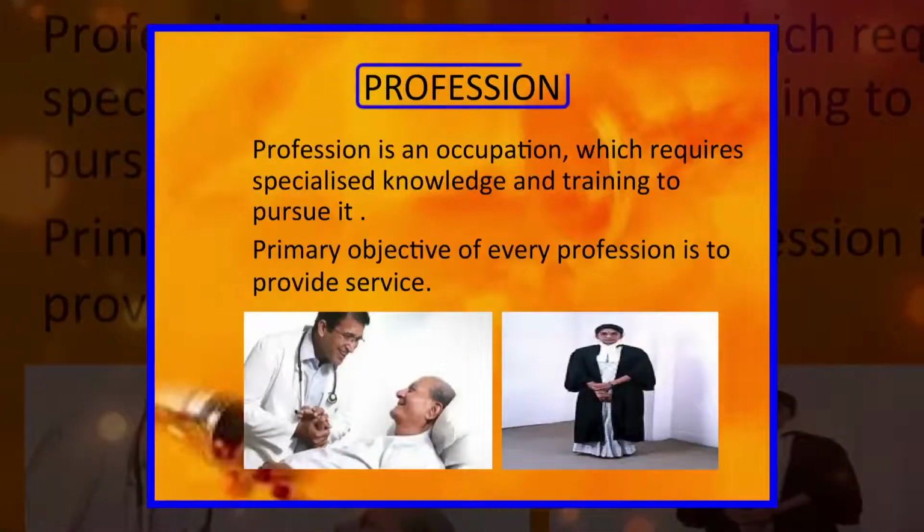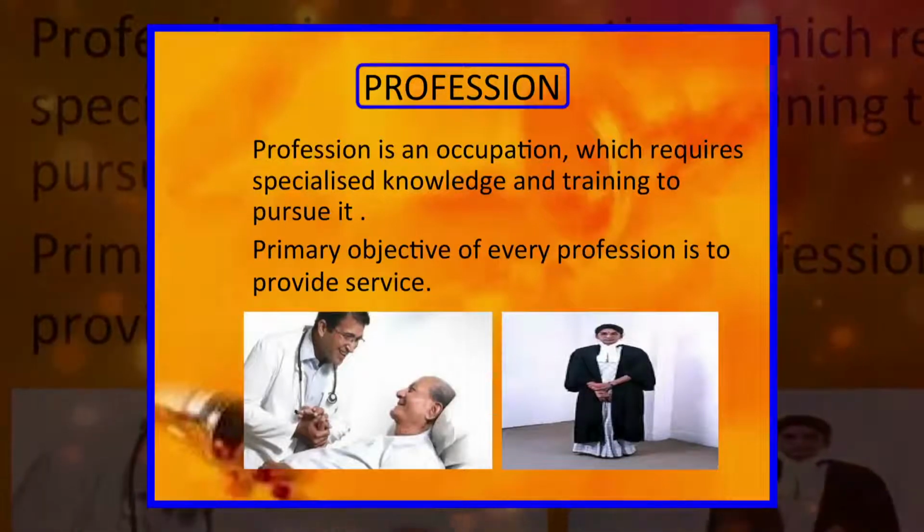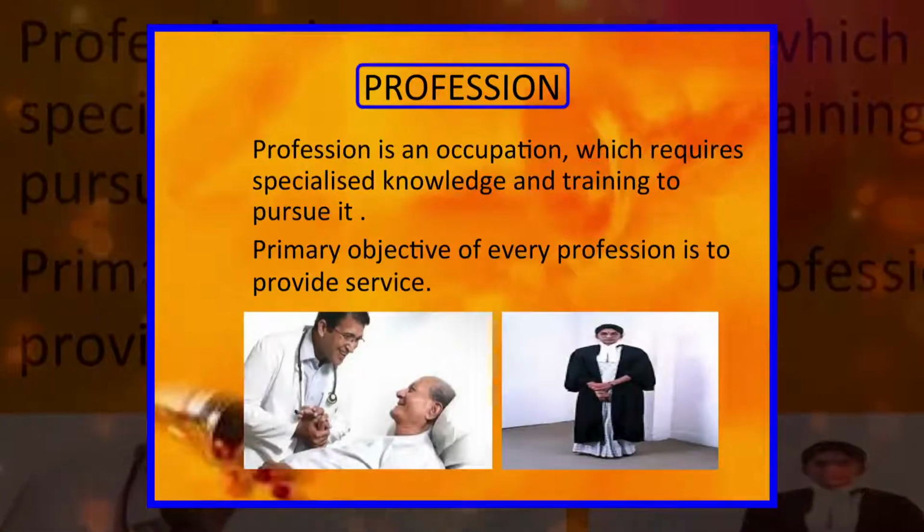The second one is profession. A person may not be an expert in every field. So, we require the services of others who specialize in one field or other. For example, we need the services of doctors and lawyers to get medical and legal support. They are all engaged in profession. Thus, profession refers to an occupation which requires specialized knowledge and training to pursue it, and the primary objective of every profession is to provide service. A professional body regulates every profession. These professionals have a code of conduct developed by the concerned professional body.